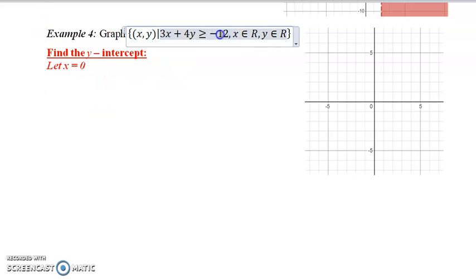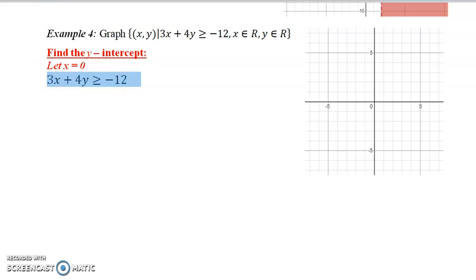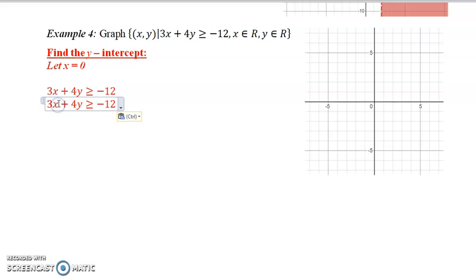we take the original equation, or inequality, I said it again, I do apologize. So we take the original, and we let x equal 0. Everywhere we see x, we put in 0. I'm going to solve that: 3 times 0 is obviously 0, so that's gone, leaving us with 4y. Now we divide both sides by 4.